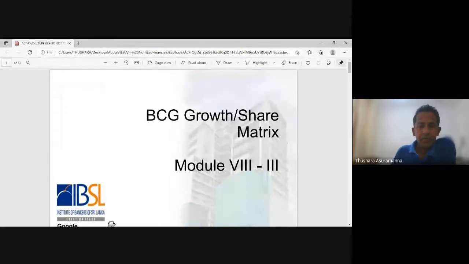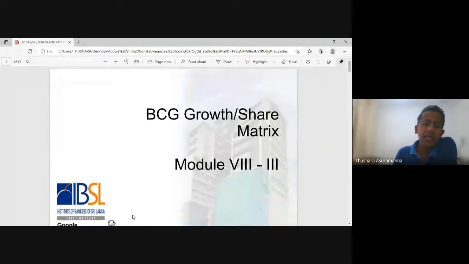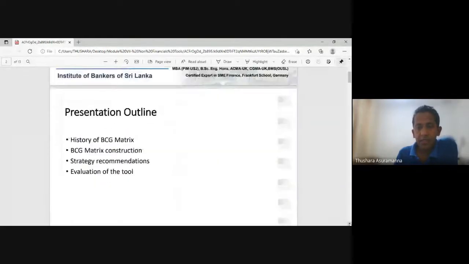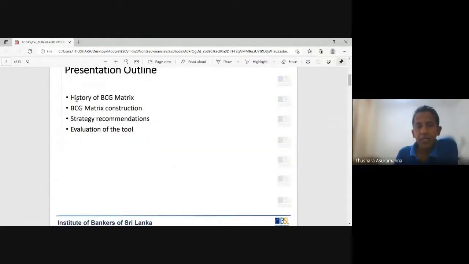Right, hope you can see the screen. It's the BCG growth share matrix that we are trying to understand here. Again, like the product life cycle, we are trying to understand where our products or our markets are located when we take a decision. So basically we cover history, matrix construction, strategy recommendation, and evaluation of the tool. I will straight away take these two, because these are the two important parts.